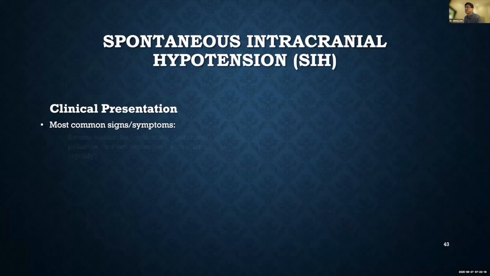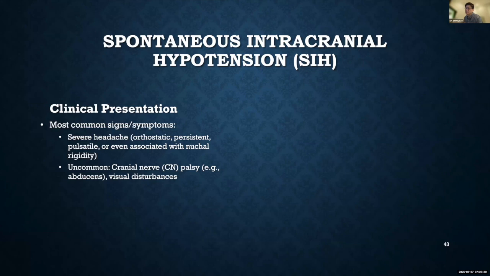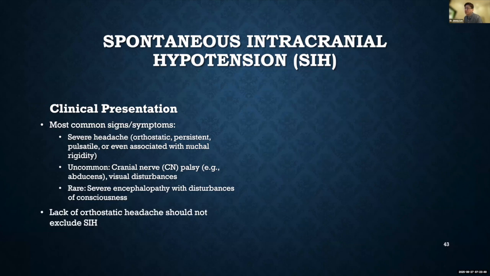So what are the common symptoms? Severe headaches, typically orthostatic. They get worse headaches standing up, and then when they lie down for 10, 15 minutes, they get better. Sometimes it's pulsatile. They can also sometimes get cranial nerve 6 palsies and so on. Rarely, you can get encephalopathy or loss of consciousness. However, just because the patient doesn't have that type of orthostatic headache, it doesn't exclude SIH.